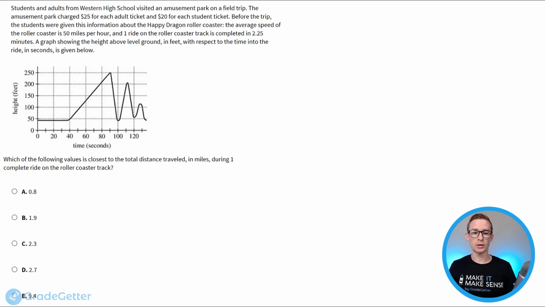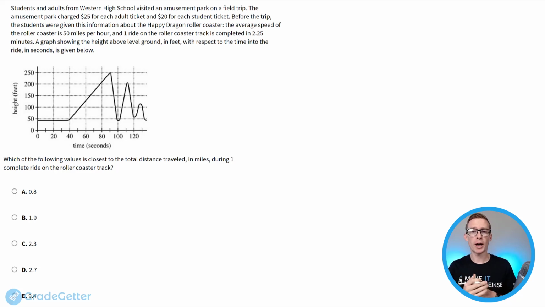is completed in 2.25 minutes. A graph showing the height above level ground in feet with respect to the time into the ride in seconds is given below. So we're given just a ton of information, and then we're given this graph. And now finally, they ask us a question related to this information and graph. So it says, which of the following values is closest to the total distance traveled in miles during one complete ride on the roller coaster track?